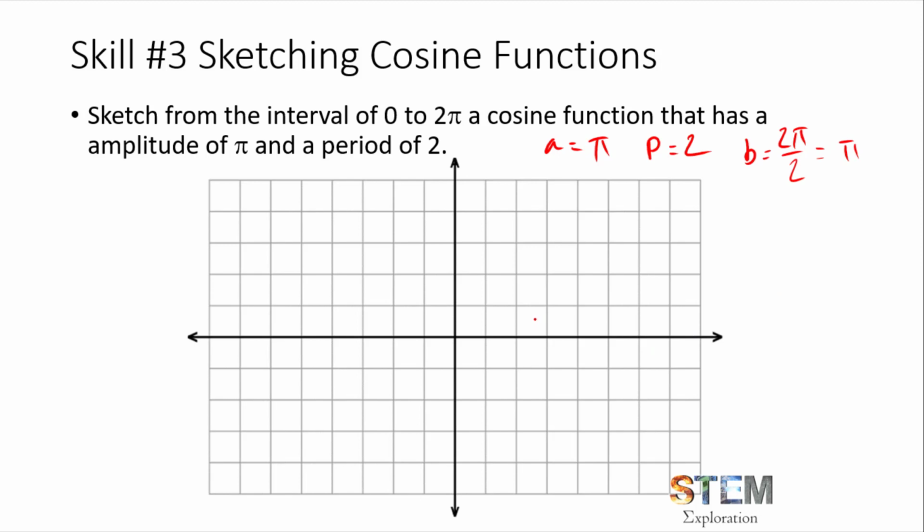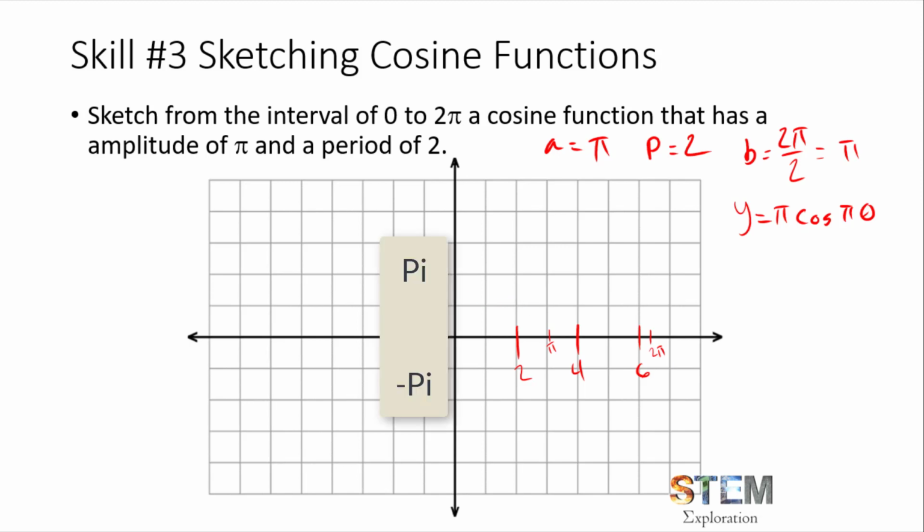All right. And now since the period is 2, that's what I'm going to use for my tick marks here. So 2, 4, 6. But know that pi is about here and 2 pi is about there. But these are the tick marks I'm really interested in here because those are the ones that are separating the number of periods or the cycles that represent this function. So I see b is equal to pi, a is equal to pi, so this function is y equals pi cosine of pi theta.